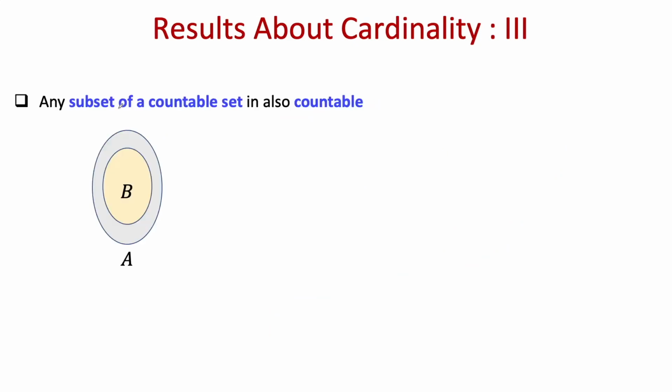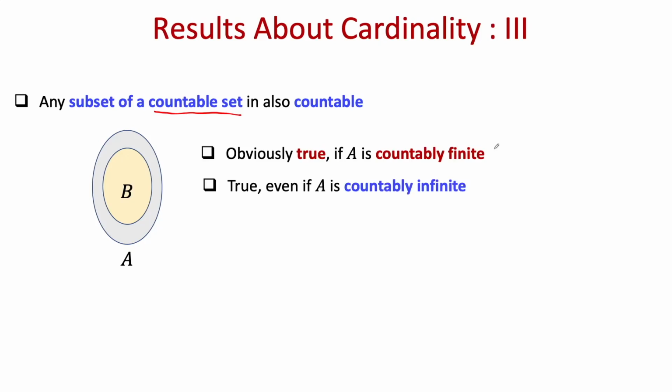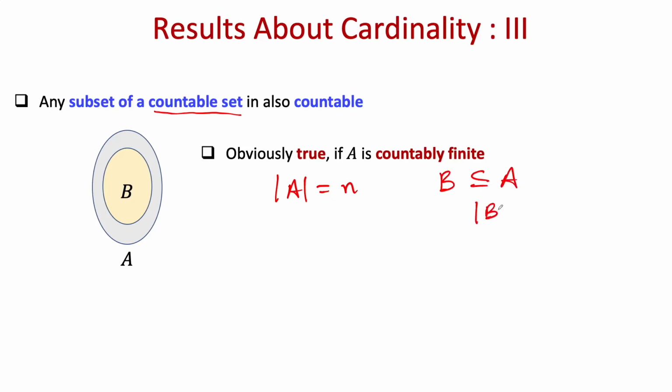Now the third result about cardinality is the following. If I take any subset of a countable set, then it should also be countable. So there are two cases. The above statement is obviously true if the set A is a countably finite set. Okay, that means if the set A has say n number of elements, and if I take a subset B of the set A, of course the cardinality of B will be upper bounded by n. Okay, so this statement is obviously true.